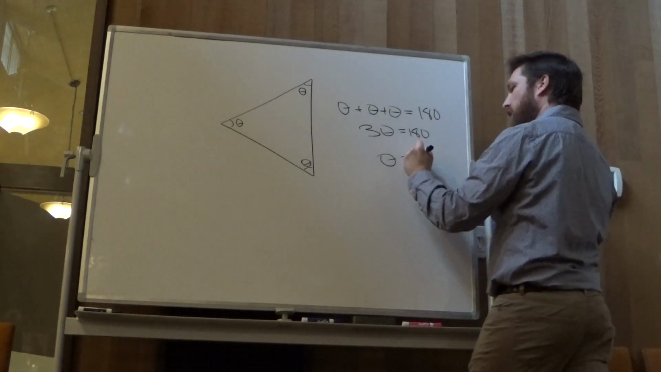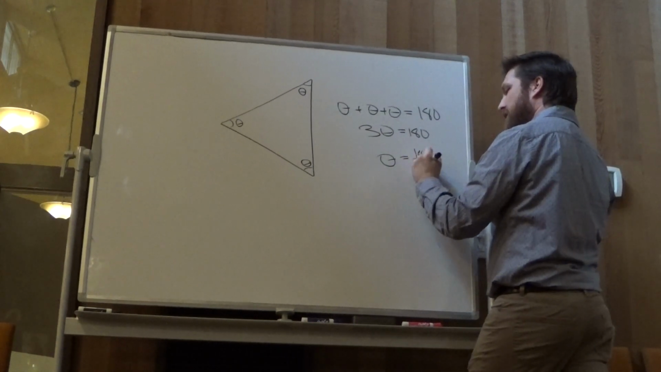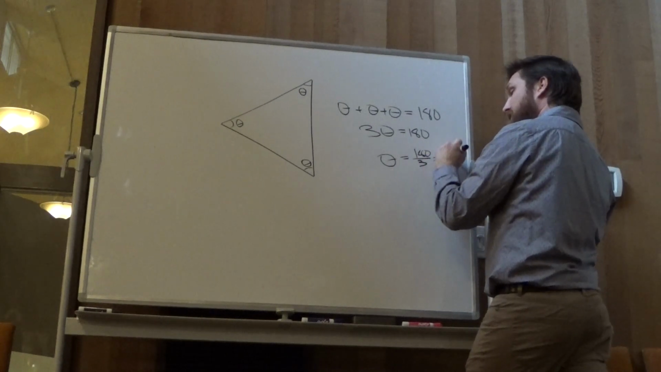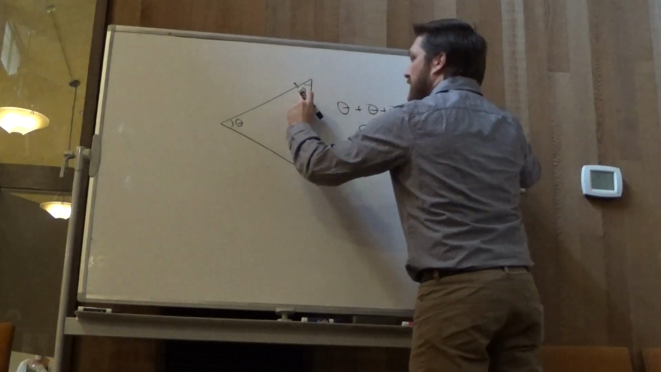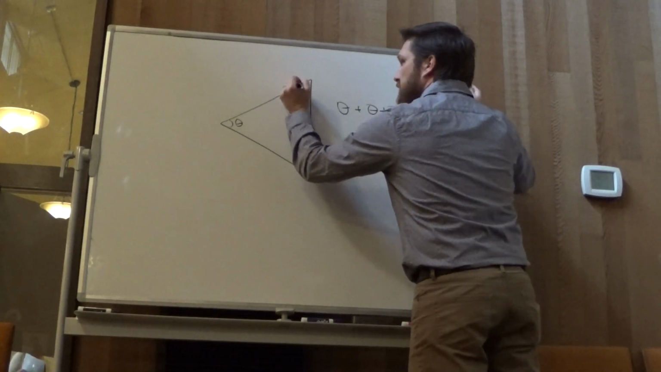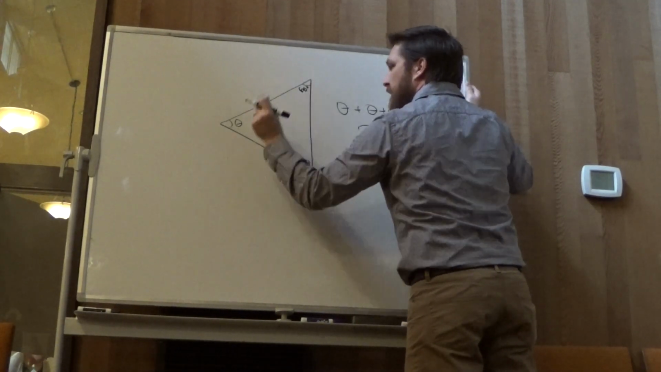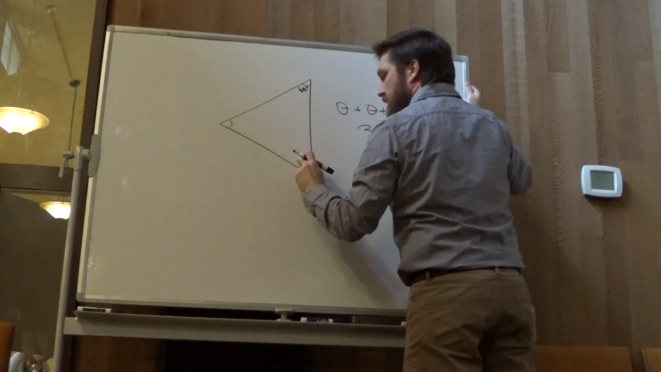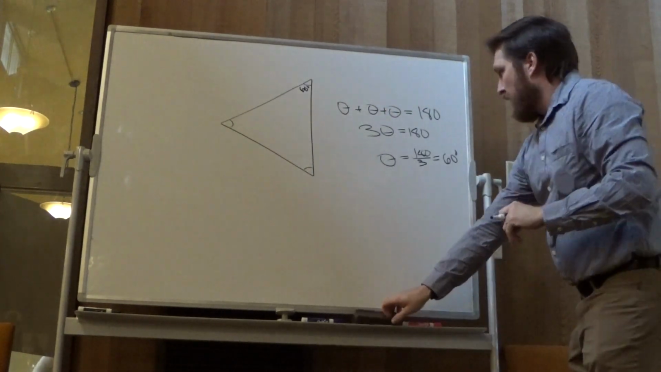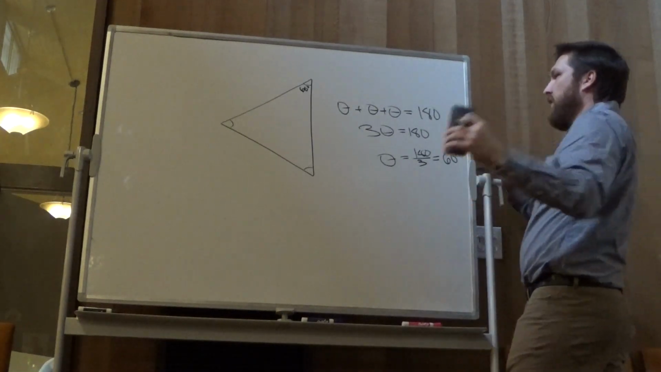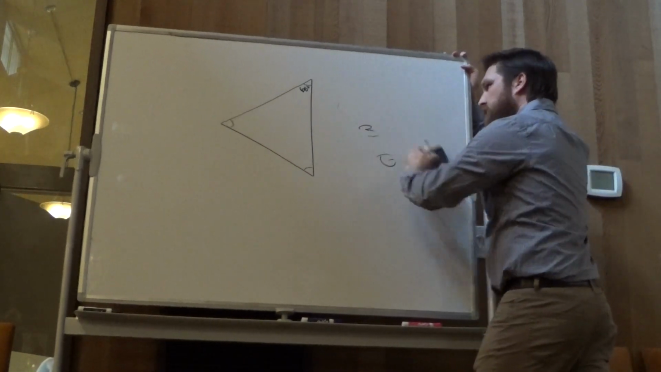Yeah, because 180 divided by 3 does indeed equal 60 degrees. And so I'm going to go ahead and just relabel each one of these. 60. That one is 60 and that one is 60. Okay, we're all good there. I'll get rid of this.